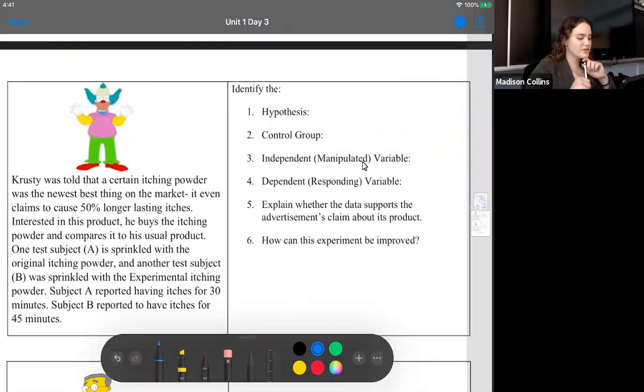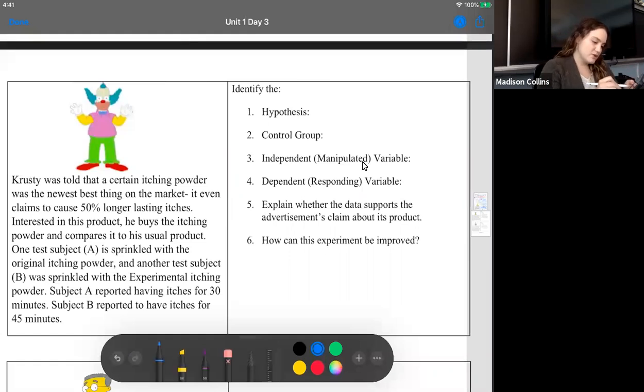Krusty was told that a certain itching powder was the newest best thing on the market. It even claims to cause 50% longer lasting itches. Interested in this product, he buys the itching powder and compares it to his usual product. One test subject, A, is sprinkled with the original itching powder, and another test subject, B, was sprinkled with the experimental itching powder. Subject A reported having itches for 30 minutes. Subject B reported to have itches for 45 minutes. So in this example, let's identify the hypothesis.